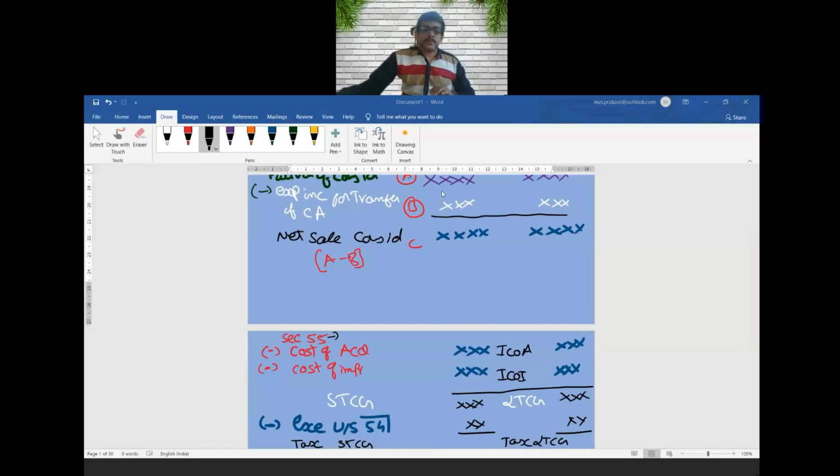Now let us move on to section 55. So, whatever we discussed, we have discussed the definition of short-term capital gain, section 2(42B), and section 2(29B). What is the meaning of short-term capital gain? Gain arising from transfer of a short-term capital asset. Gain arising from transfer of a long-term capital asset is called long-term capital gain. Then we have discussed section 48, which is nothing but the mode of calculation of your capital gain.